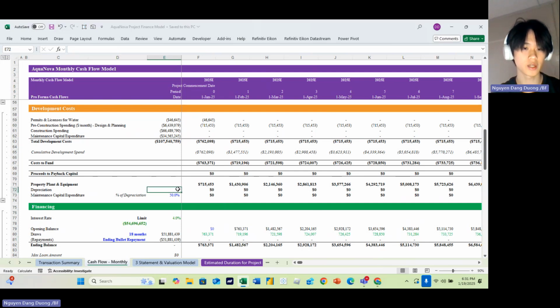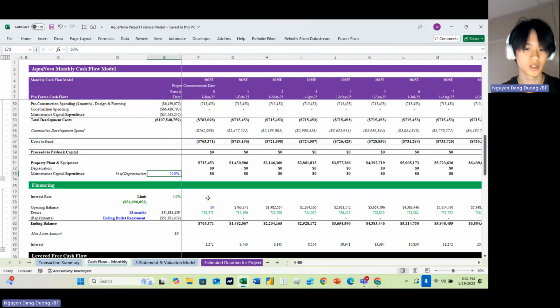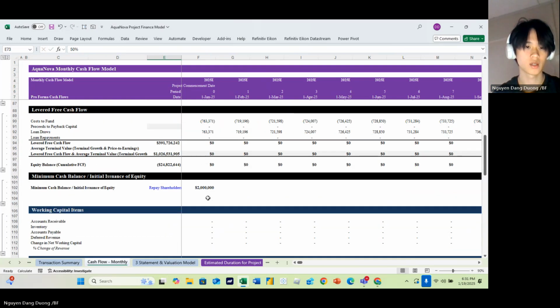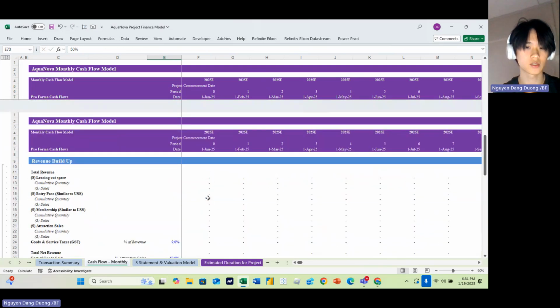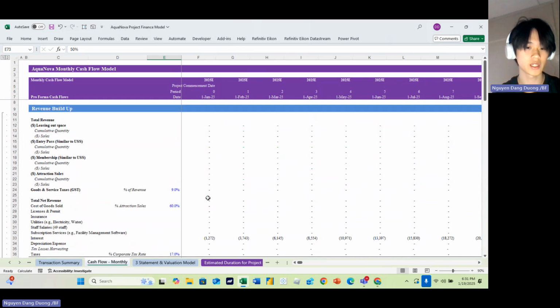Oh, forgot to mention that maintenance capital expenditure also can be toggled. So let's say we want to make it 40% of depreciation, and it will change. And that's really all for the monthly cash flows.